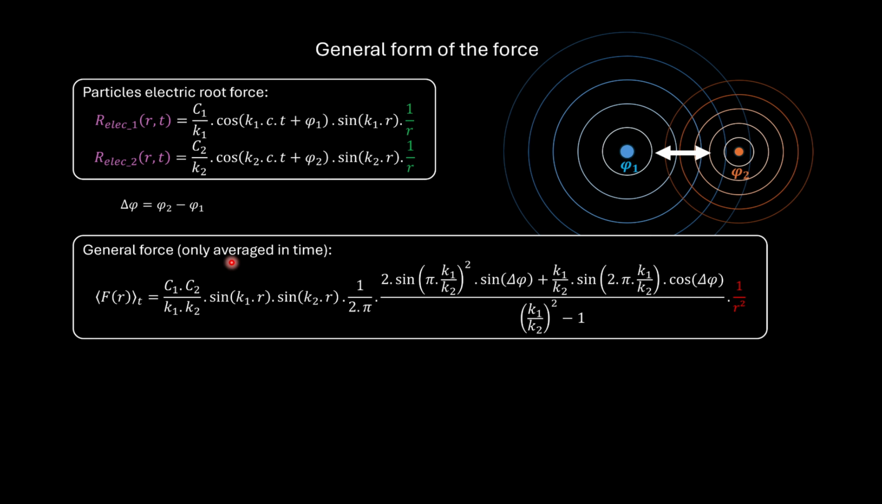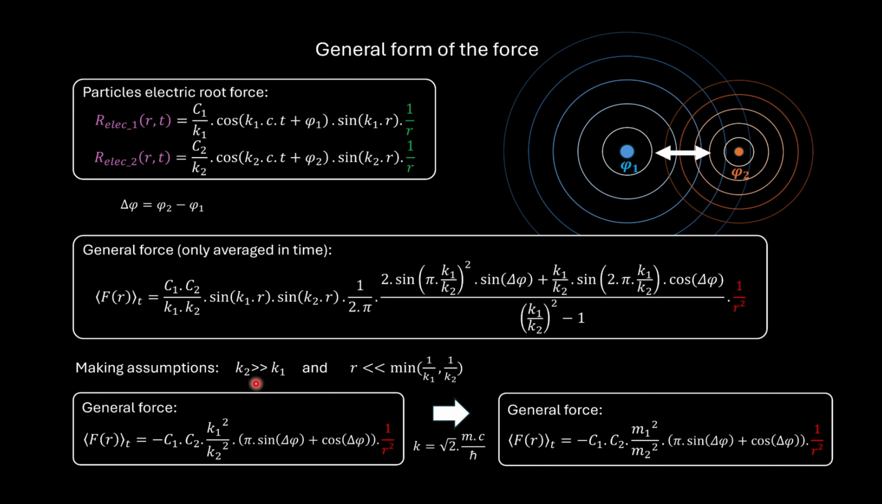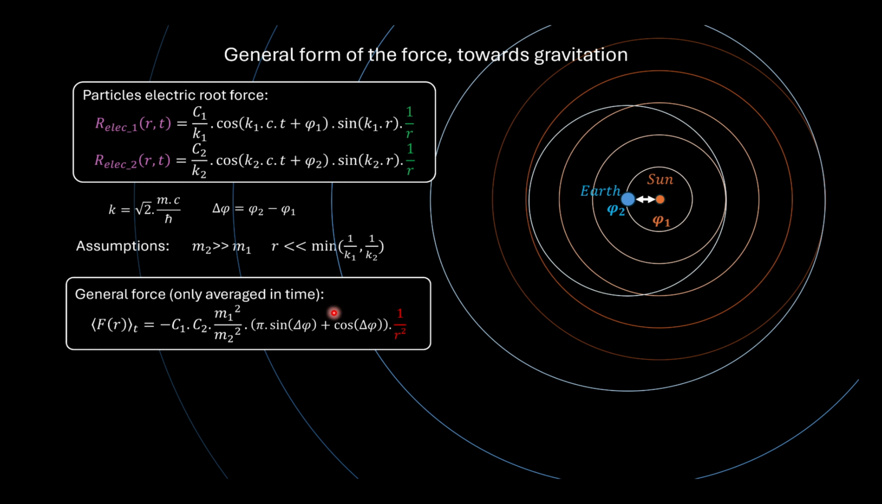Now we assume particle 1 has a negligible wave number compared to particle 2, and we place ourselves in the case where both particles are really close compared to their wave numbers. We can simplify the equation. Then using the wave number k to mass m relationship, we find a new equation. Looks close to gravitation, no?